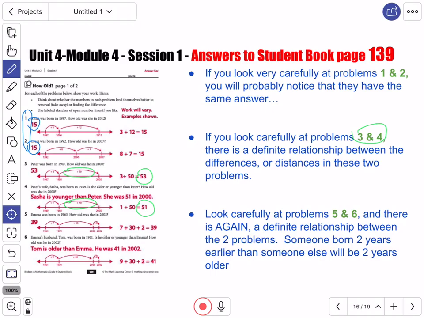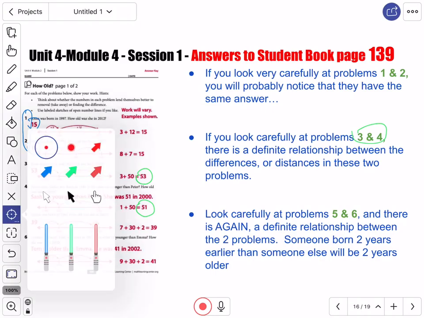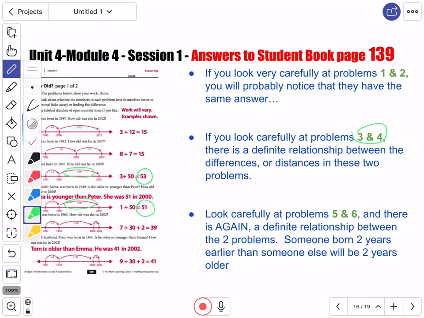And then again, if you look carefully at problems 5 and 6, sorry, I don't know what's going on here. I'm still getting used to this. If you look at problems 5 and 6 here, there is, again, a definite relationship between the two problems.